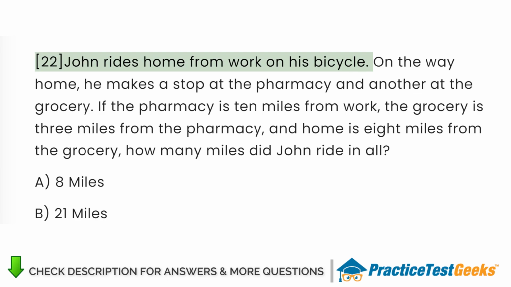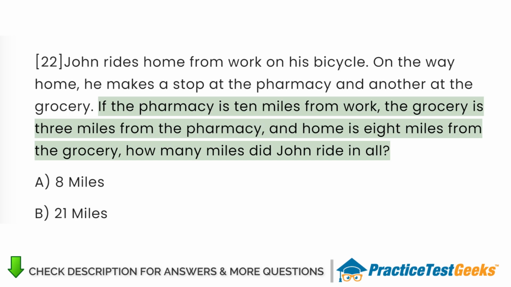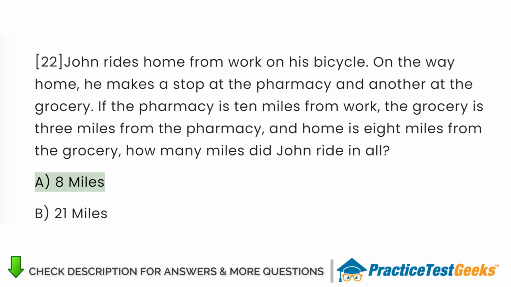John rides home from work on his bicycle. On the way home, he makes a stop at the pharmacy and another at the grocery. If the pharmacy is 10 miles from work, the grocery is 3 miles from the pharmacy, and home is 8 miles from the grocery, how many miles did John ride in all? A. 8 miles. B. 21 miles.